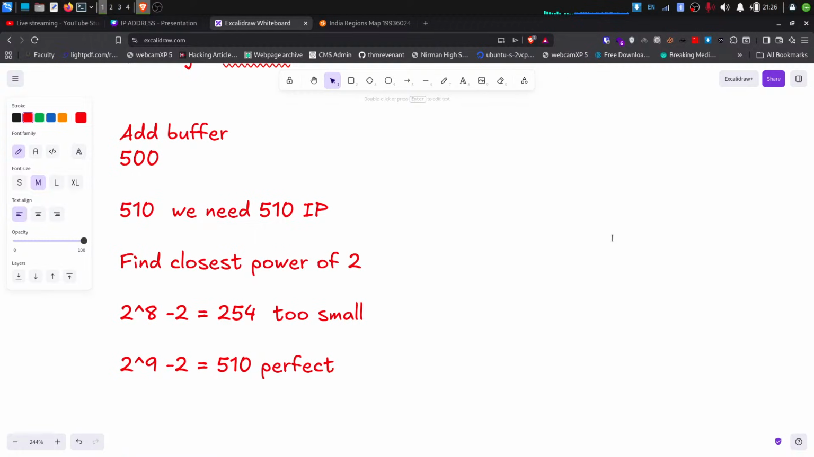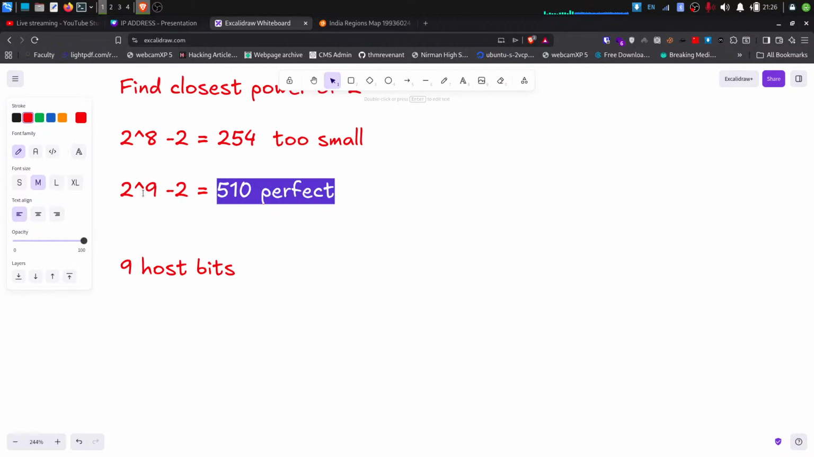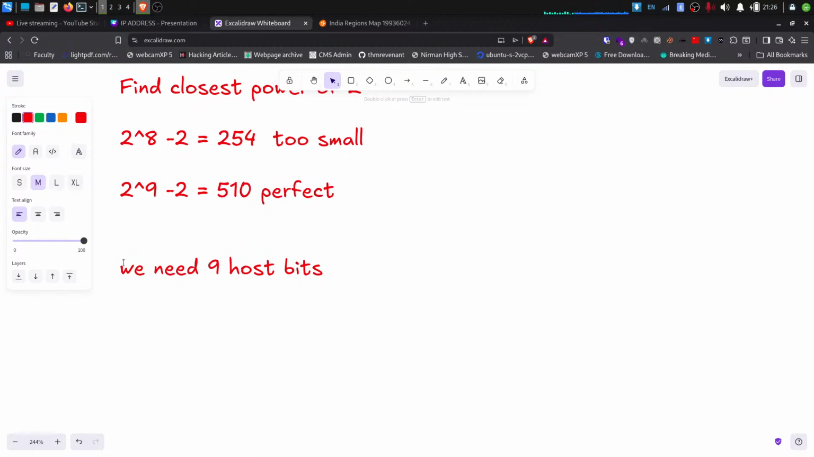Okay, so now we just need 9 host bits. The power you can see here, 2 to the power 9, and this is the perfect number of IPs we need. So here you can see we need 9 host bits. Okay, now I can say the IP would be, now anyone can just tell me, we have 9 host bits, so what can we do here?